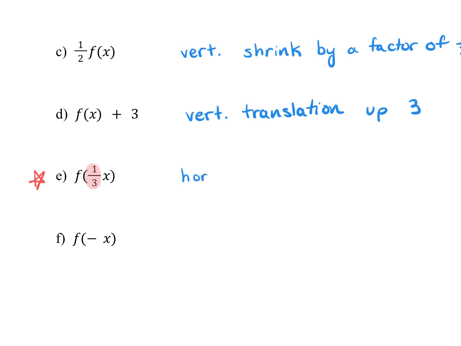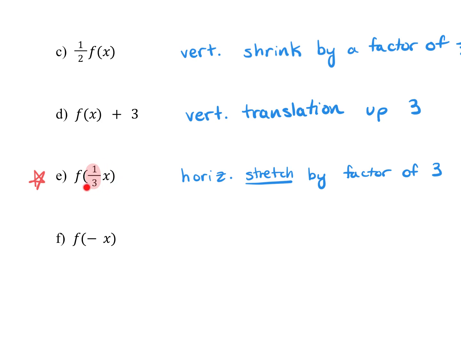So I know it's horizontal, I know it's a stretch or shrink, but I want to know what the factor is. And remember, for a horizontal stretch or shrink, the factor is actually a reciprocal of what you see. So if the equation has 1 over 3, the factor is the reciprocal of that, which is 3. And since my stretch or shrink factor is bigger than 1, this is actually a horizontal stretch. So that's definitely a tricky one.